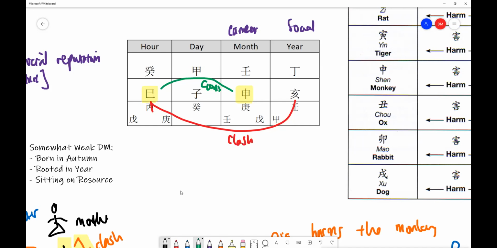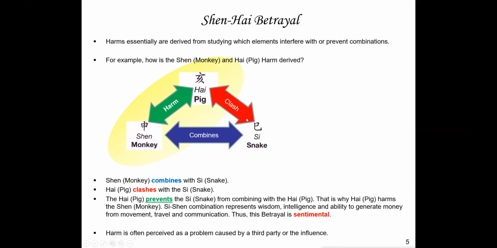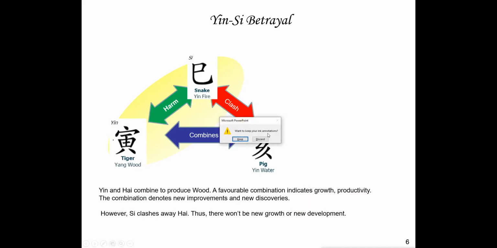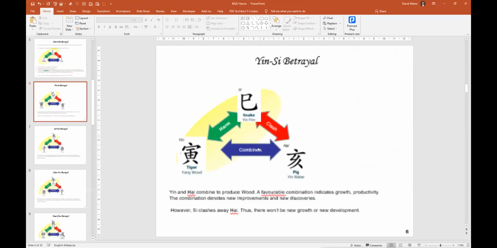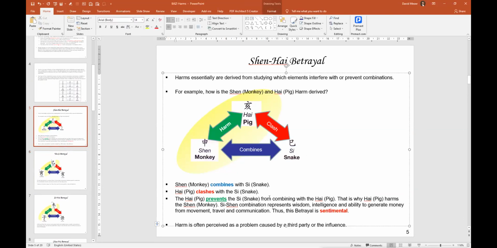And so the hour chart is your investment. The hour chart is your children. Therefore, the social environment may want to help. And when we look into the pig and the combination, you can also see that the pig prevents the snake from combining. Sorry, let me just back up there and correct it straight away. So therefore, the pig prevents the snake from combining. So the monkey, the shen, prevents. So this is wrong.